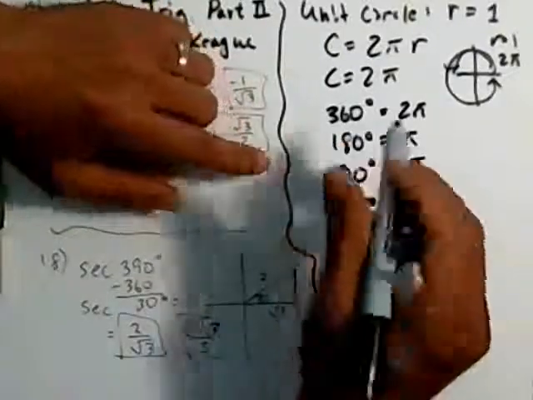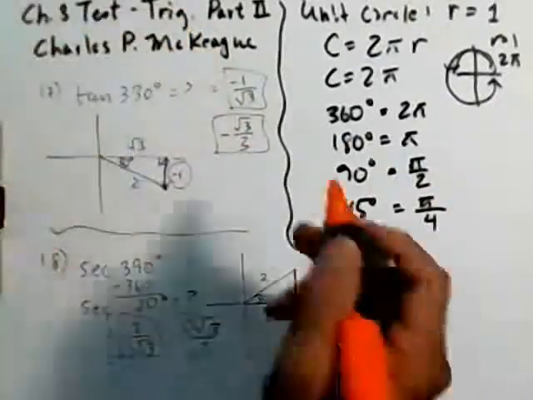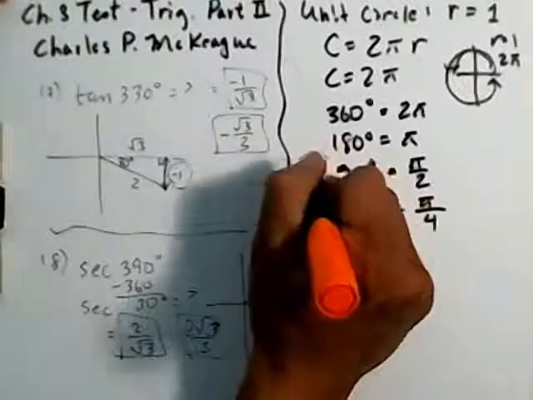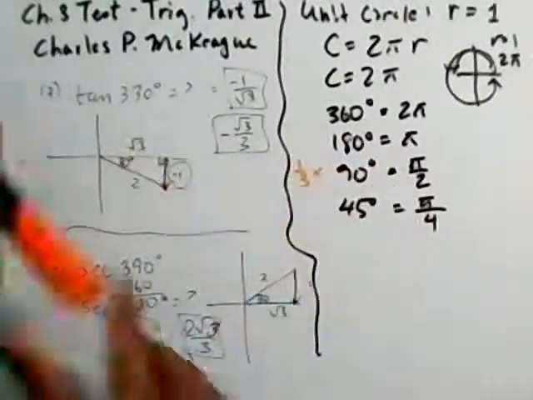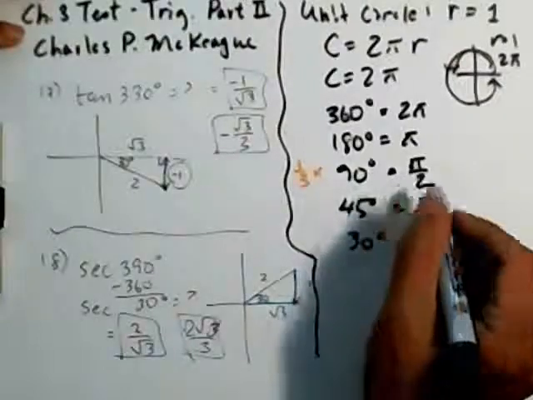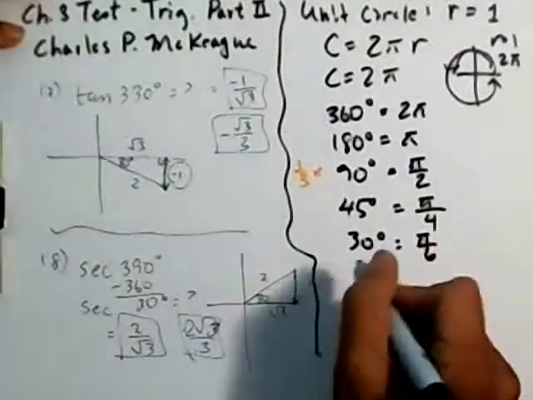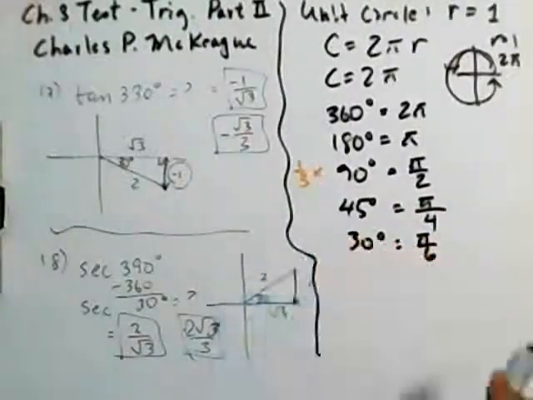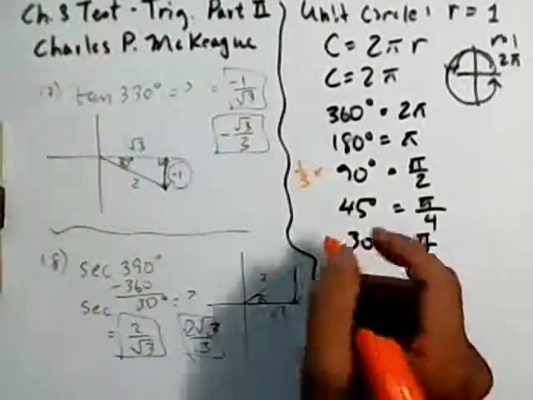Now we take this number, and what we're going to do is multiply it by a third. What's a third of 90? You get 30 degrees. A third of pi over 2 is going to be pi over 6. And multiply by 2 again. I'm going to use my marker for this one.